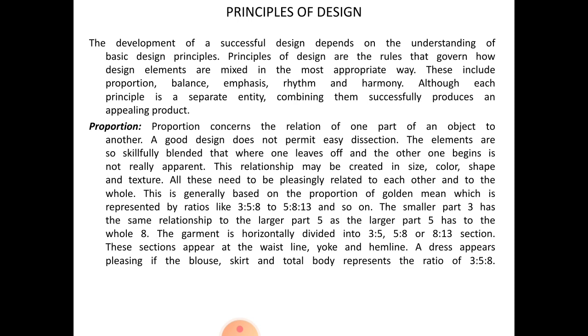This is generally based on the proportion of the golden mean, which is represented by ratios like 3, 5 and 8, 5, 8 and 13 and so on. The smaller part 3 has the same relationship to the larger part 5 as the larger part 5 has to the whole 8. The garment is horizontally divided into 3 to 5, 5 to 8 or 8 to 13 sections. These sections appear at the waistline, yoke or hemline. A dress appears pleasing if the blouse, skirt and total body represent the ratio of 3, 5 and 8.